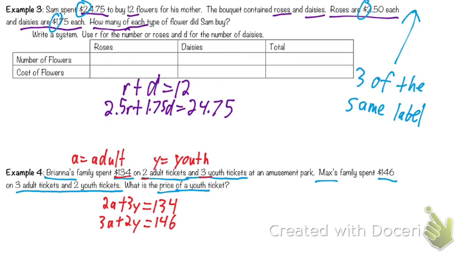Now for elimination on this problem, we want to get one of the variables to have the same number for the coefficient, different signs. Well, can 2 turn into 3? Can we multiply 2 by anything to get it to 3? Not a whole number. Okay, what about 3 to get to 2? No. Okay, what about the other one? Oh, the same numbers, okay.